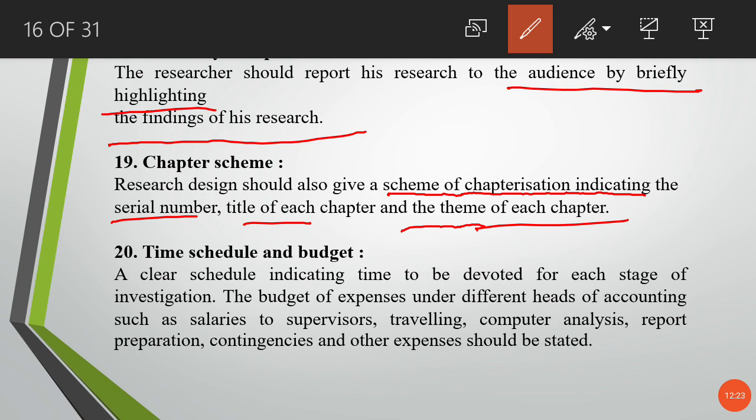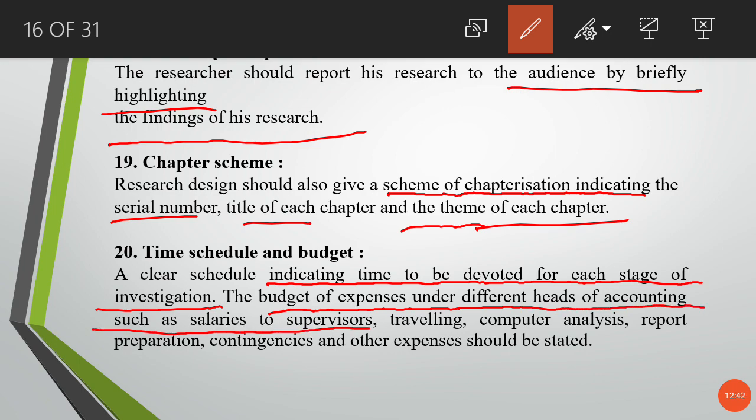20. Time schedule and budget. A clear schedule indicating time to be devoted for each stage of investigation. The budget of expenses under different heads of accounting, such as salaries to supervisors, traveling, computer analysis, report preparation, contingencies, and other expenses should be stated.